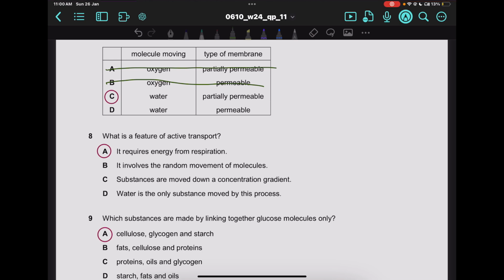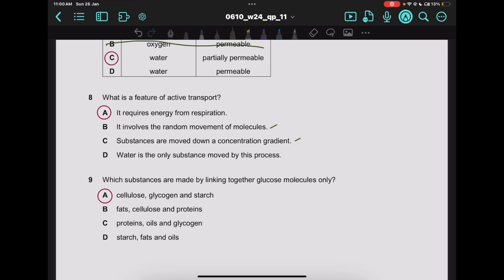Number 8, what is the feature of active transport? A says it requires energy from respiration, which is correct. B says it involves random movement of molecules. This is actually for diffusion, not for active transport. C says substances are moved down a concentration gradient. This is incorrect again. This is for osmosis and diffusion.